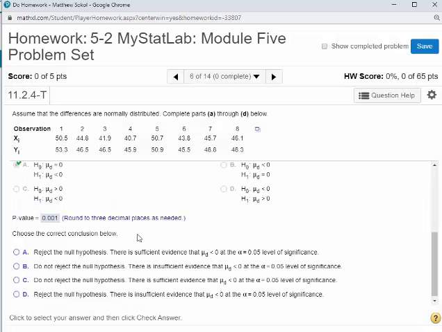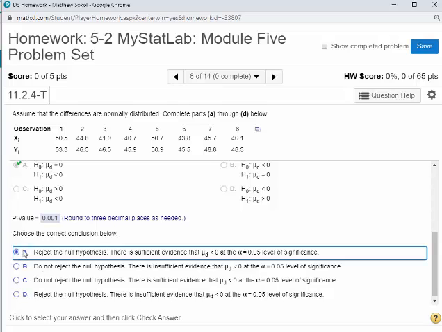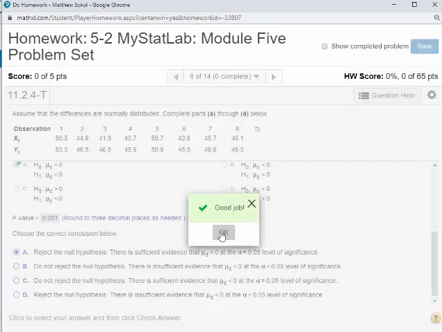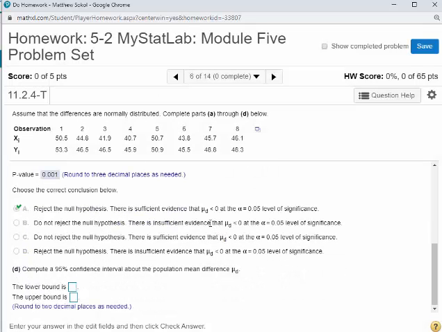So look at this. We know we're going to reject the null because there's sufficient evidence here that the average difference is less than 0 at the alpha equal to 0.05 level of significance. So I got it. All right, so I hope that helps. I know it seems weird, but you're going to have to go back in and do a separate test like I showed you. All right, so it says next, compute a 95% confidence interval about the population mean difference.